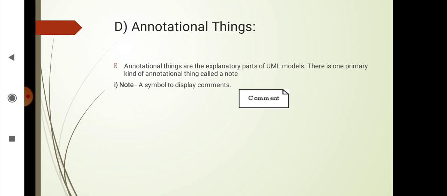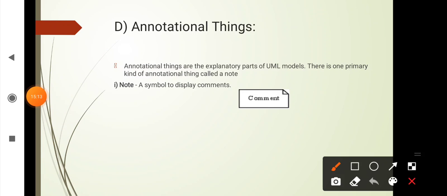Then last is annotational things. Annotational things are the explanatory part of UML models. There is one primary kind of annotational thing, called a note. A note is simply a symbol for rendering constraints and comments attached to an element or a collection of elements, and graphically a note is rendered as a rectangle with a dog-ear corner, together with textual or graphical comments. For example, comments, written copy to self, etc.